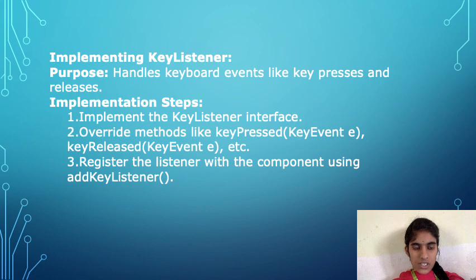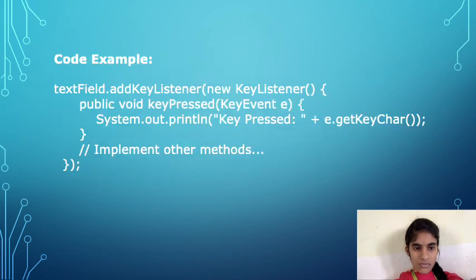Implementing key listener. The purpose of key listener is to handle keyboard events like key presses and releases. It has three steps to implement. Implement the KeyListener interface. Override the methods like keyPressed, keyReleased, etc. Register the listener with the component using addKeyListener. This is the example code.